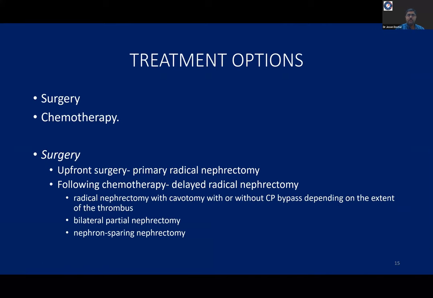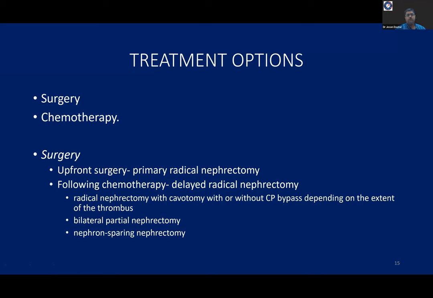The treatment options offered to these children with Wilm's tumor are either surgery or chemotherapy. Surgery could be upfront, that is primary radical nephrectomy, or delayed radical nephrectomy following neoadjuvant chemotherapy. Depending on how extensive the IVC thrombus is, you may need an infrahepatic or suprahepatic approach or a cavotomy, or if it is extending into the atrium or the ventricle, the child may need to be operated on in an institute with cardiopulmonary bypass, on pump.